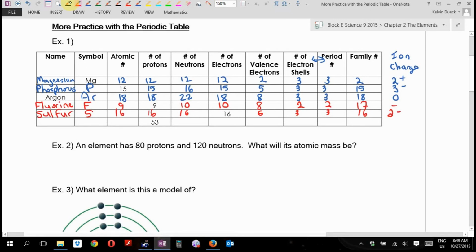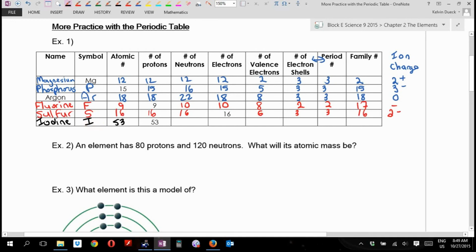Element number 53, or 53 protons, is going to be element number 53, which is what? Iodine, or if you're British, iodine. By the way, it's fluorine, it's chlorine. It really should be iodine, but it's bromine. But for some reason in North America, we say iodine. Symbol? Capital I, right?